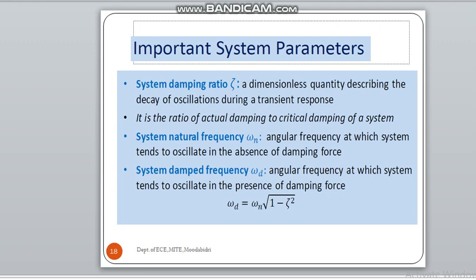Another parameter is omega d, the system damped frequency. That is the angular frequency at which the system tends to oscillate in the presence of a damping force, that is zeta. Omega d is given by omega n square root of 1 minus zeta square. In the derivation, we will come to know how we get this omega d, that is omega n into square root of 1 minus zeta square.